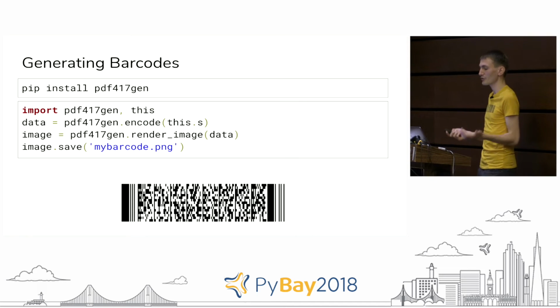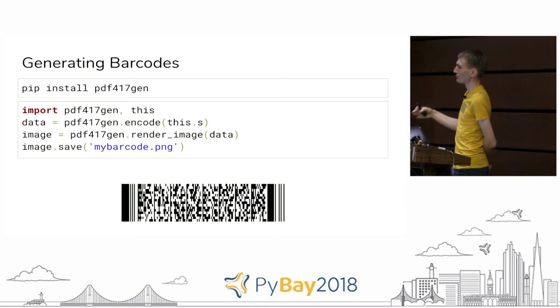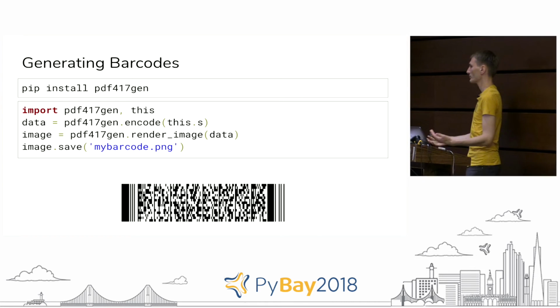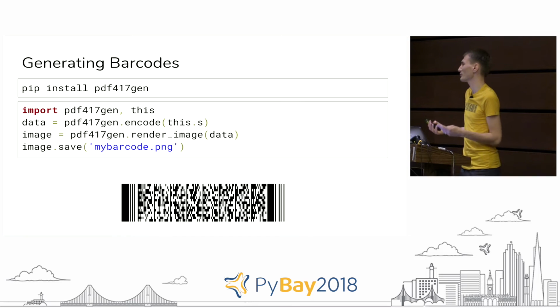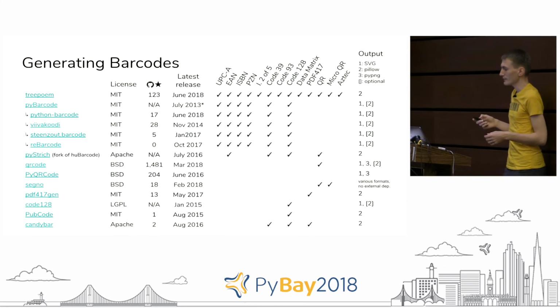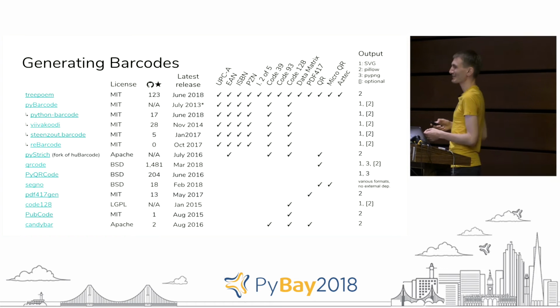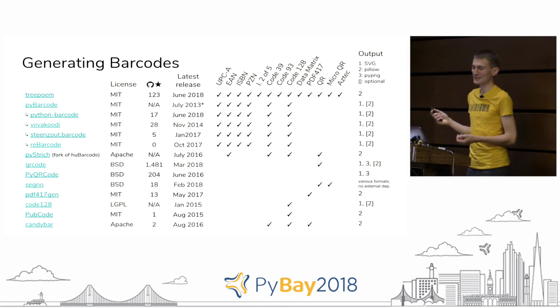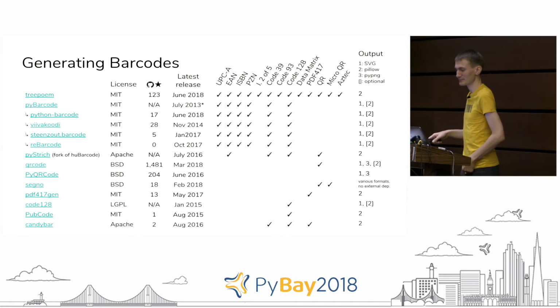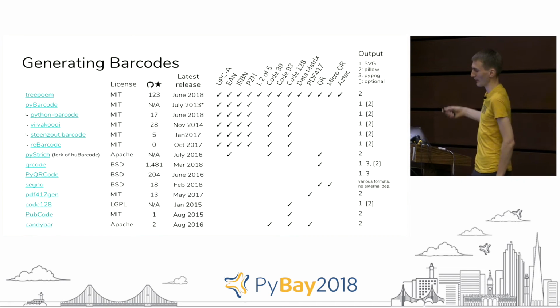So there are yet others like this example, PDF417-gen, which actually uses a pure Python implementation of the PNG standard. And this is the sort of stuff you might want to worry about when you generate barcodes with Python. I did, so I made a table. This is my review of all the barcode generating libraries that I could find in PyPI, compared by a bunch of things like latest release date, what symbologies they support, and how the output works. And you can look at that in your own time.